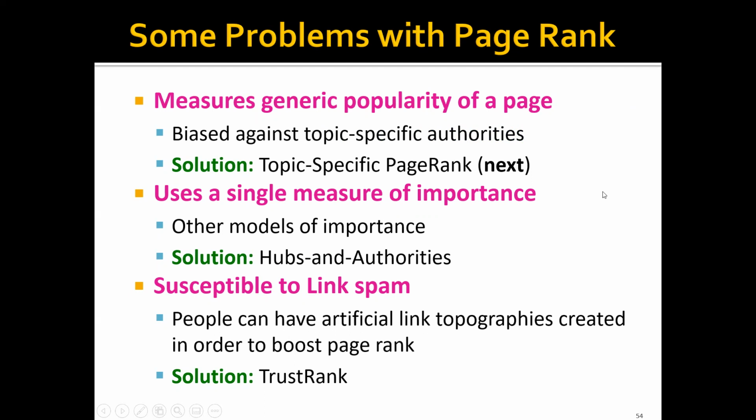The second problem is that PageRank only uses a single measure of importance. In the next lecture, we'll talk about other models of importance, for example the Hubs and Authorities method. The third problem is that this method is very susceptible to link spam, because people can create artificial links in order to boost the PageRank. And in the next lecture, we'll talk about a method called TrustRank to combat this problem.